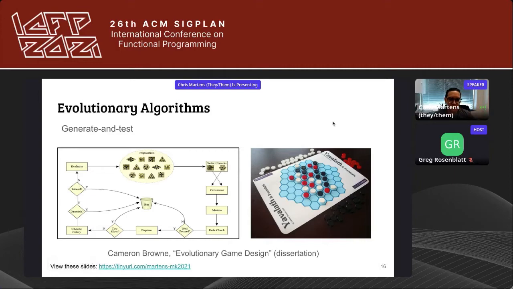But all of this is basically just a way of defining and navigating a search space. You're saying there's a set of allowable things, in this case board games of a particular size. There's the set of all of those possible things that might exist, and then there's the set of things that actually conform to some properties that I'm looking for, much like in program synthesis.